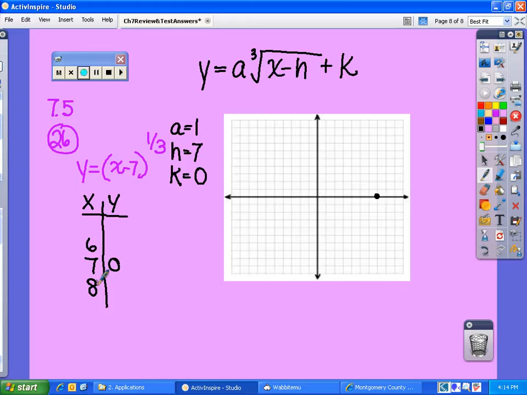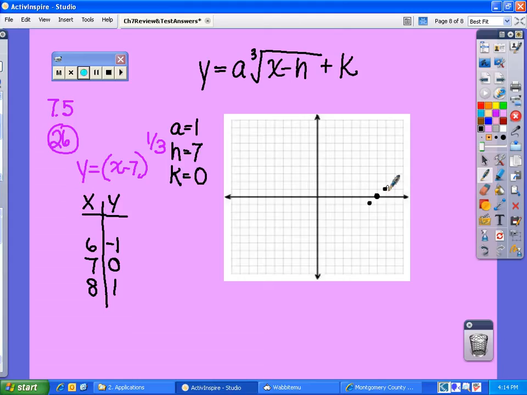6 minus 7 is -1. Cube root of -1 is -1. Again, let's plug in 8. 8 minus 7 is 1. Cube root of 1 is 1. This gives me 2 more points to place on my graph.